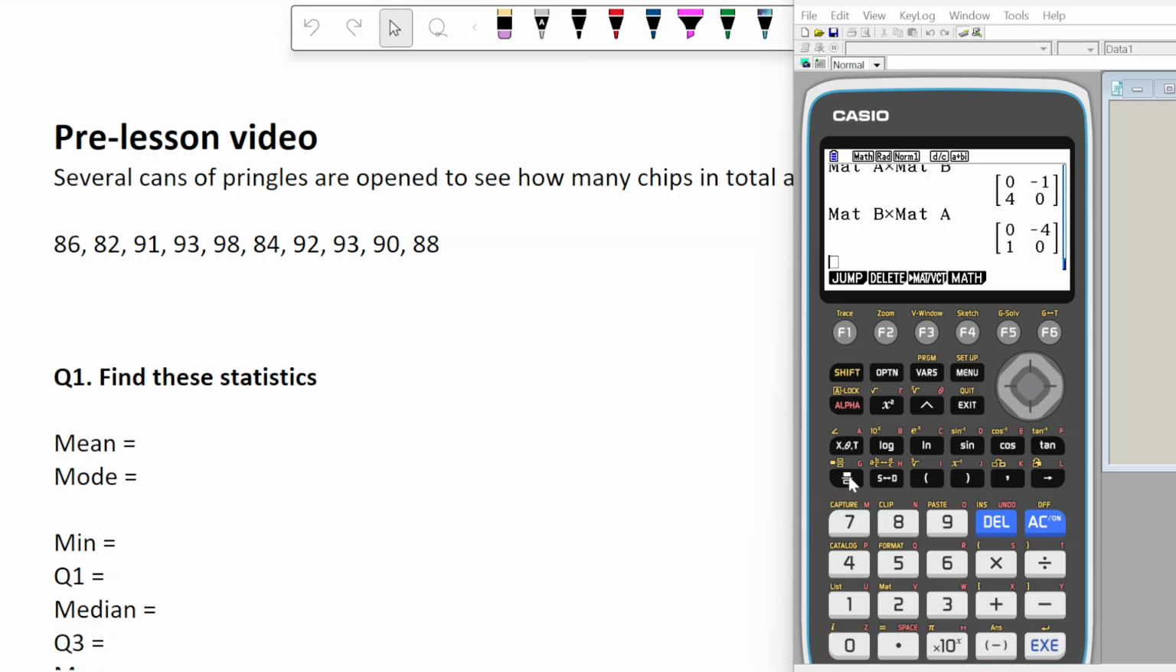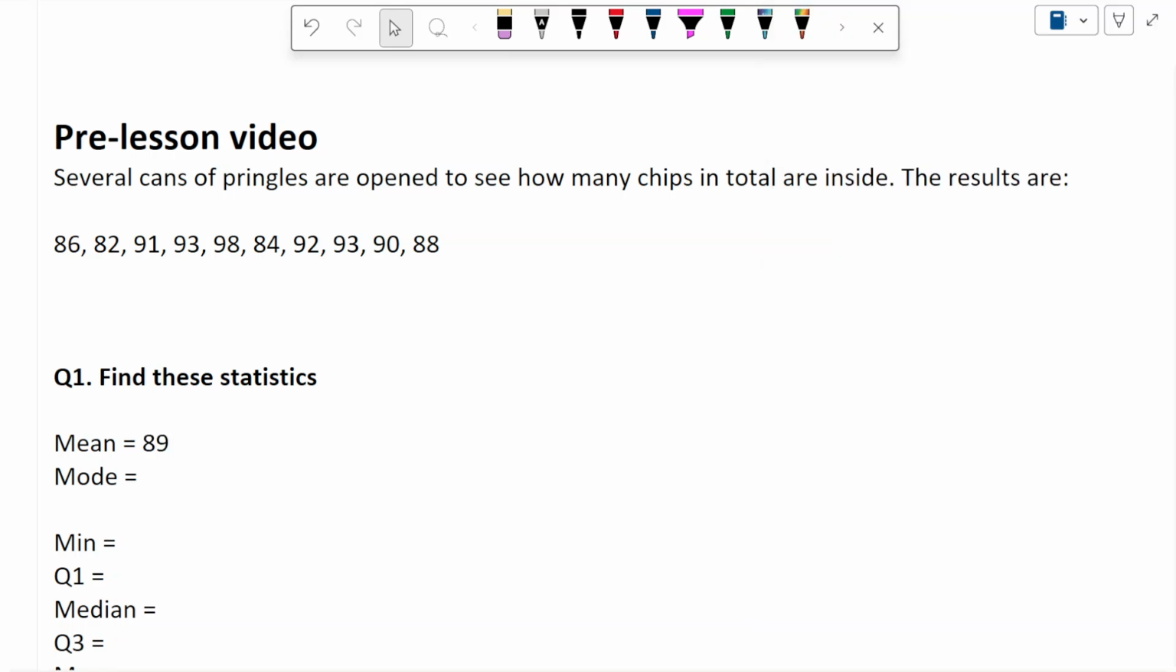So just on a calculator, hit the fraction button there, you can start typing 86 plus, you add them all up like that, and we go down and divide by 10 because there were 10 cans that we were looking at. So the mean, if we hit S to D, is 89.7.